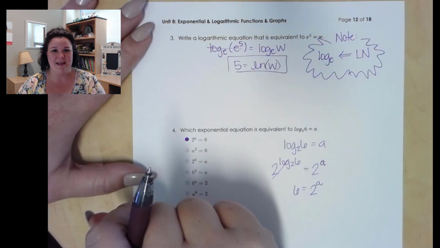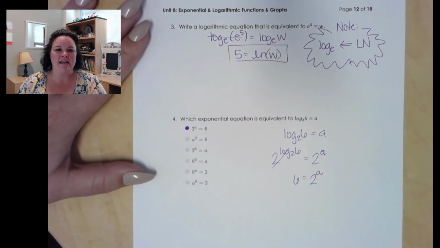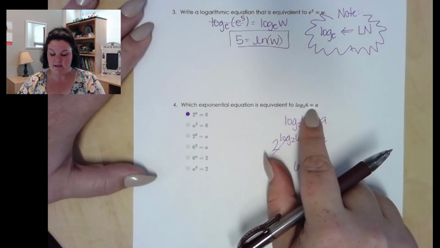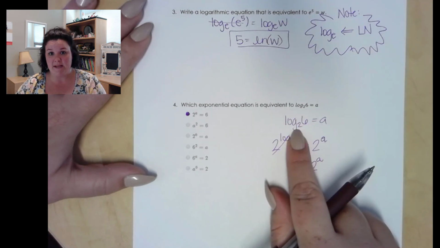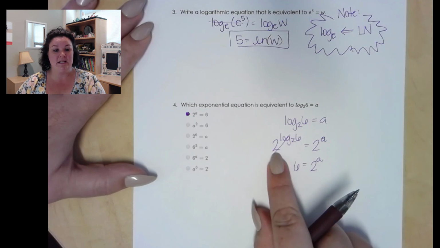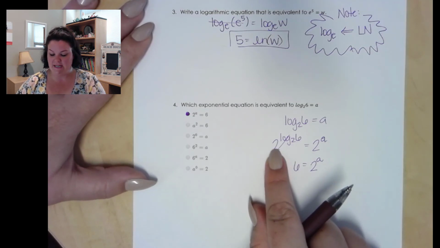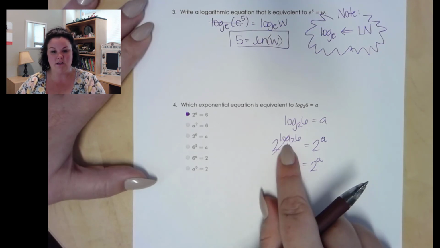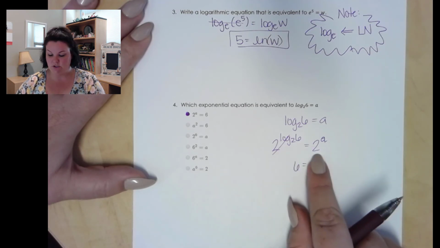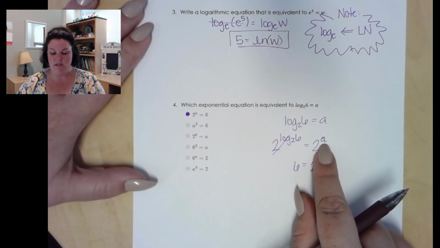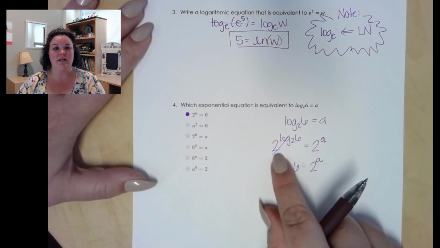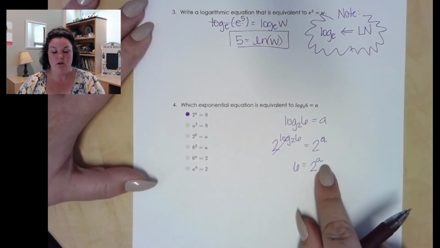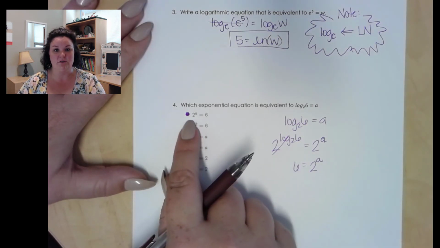Okay? All right, and then our last one, number 4, we start out with log base 2 of 6 equals a. We need to get rid of log base 2. So we use exponential base 2 and plug our equation into that exponential function. So 2 raised to the log base 2 of 6 equals 2 raised to the a. My 2 and my log base 2 are going to cancel, which leaves me with just 6 is equal to 2 to the a power, which is my first choice on my solutions.